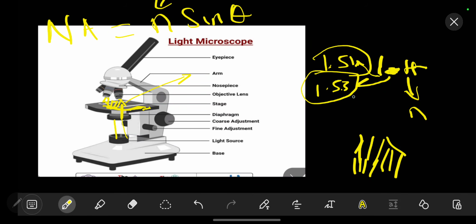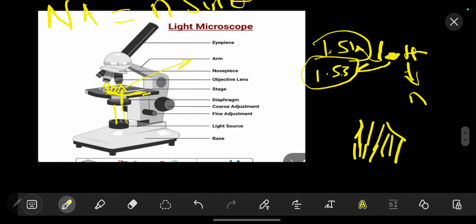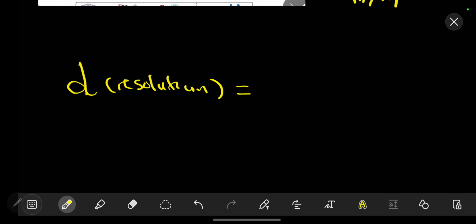1.15 and 1.53, this is the refractive index of glass. Numerical aperture might be 1.4. So now let's look at the equation connecting the numerical aperture and the resolution. The resolution, the symbol is D, should be equal to 0.5 wavelength over the numerical aperture. So now we have the situation.